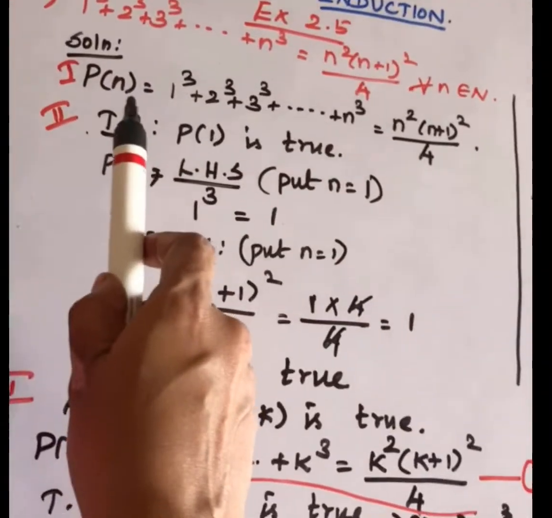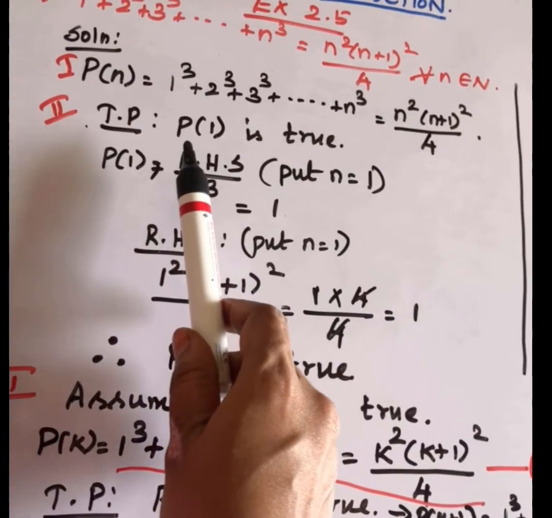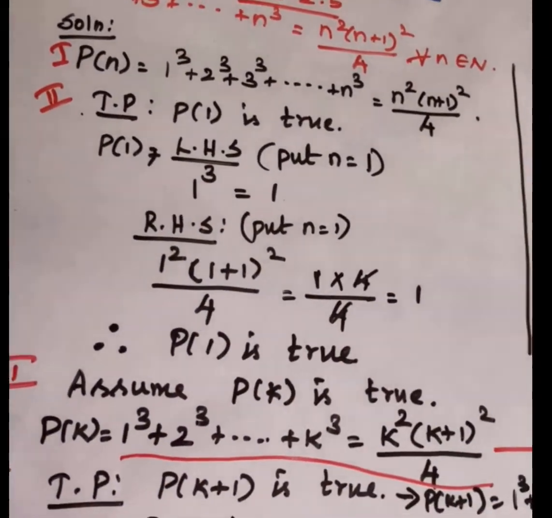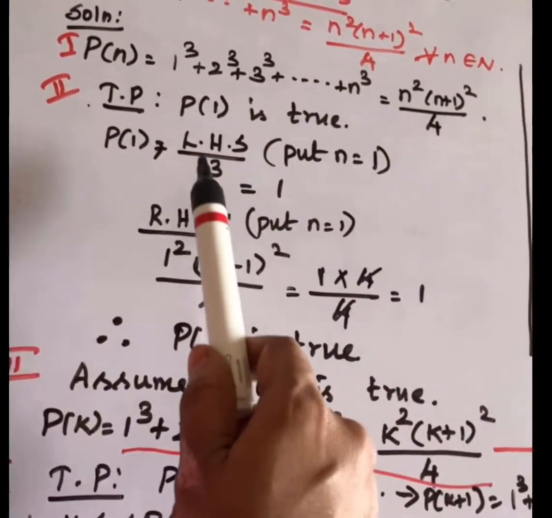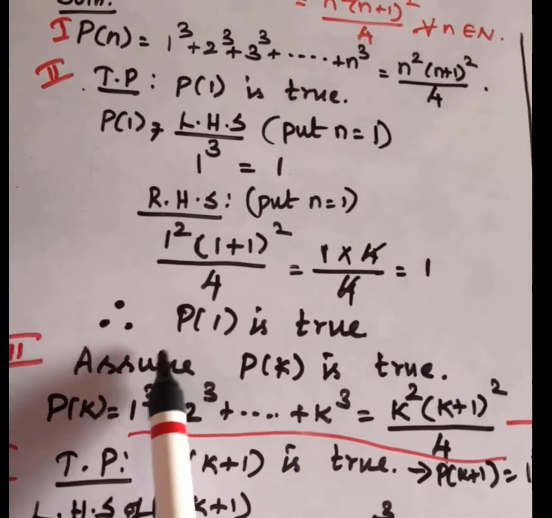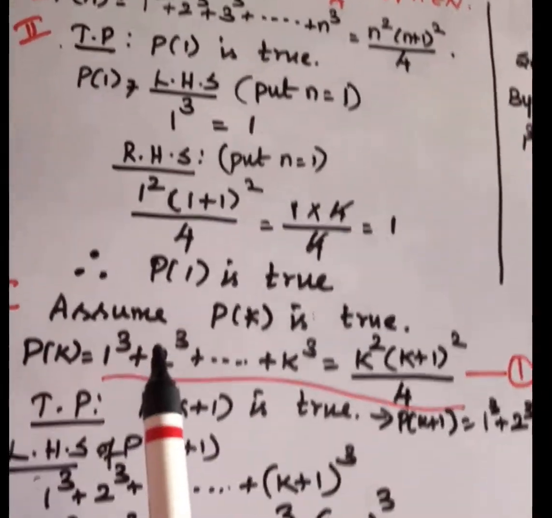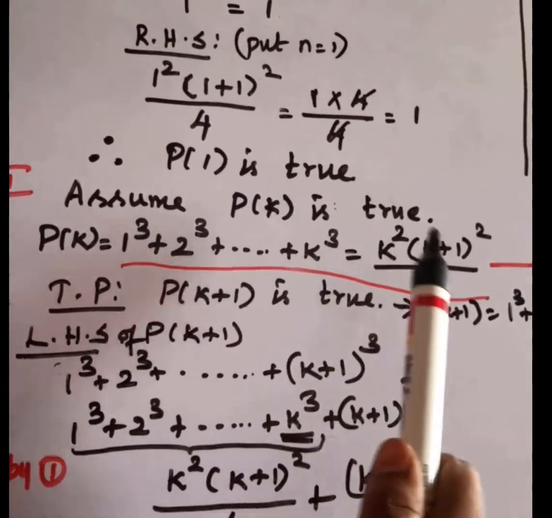Okay, so just we'll recollect it. First take the given statement as P of n, and first we have to prove that P of 1 is true. I substitute n is equal to 1 in the given expression and prove that left hand side is equal to right hand side and conclude that P of 1 is true. Now in the next step we have to assume that P of k is true.